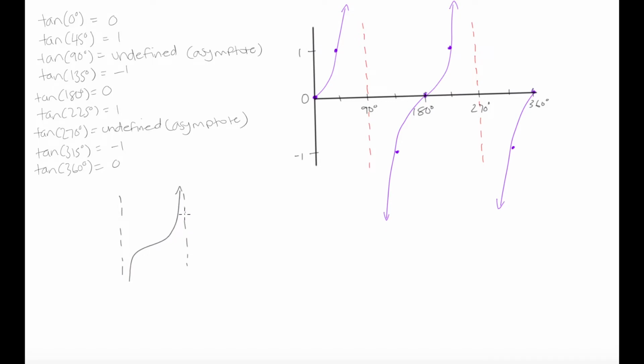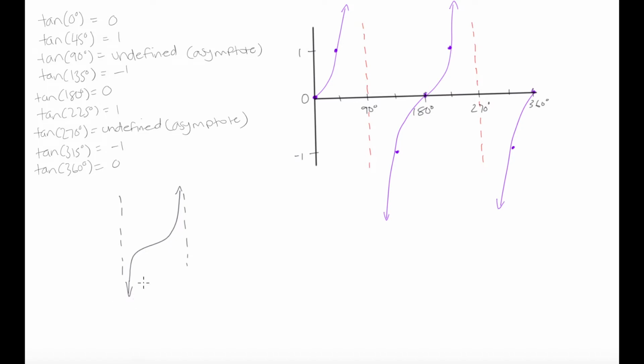And it's going to get closer and closer to this asymptote, but it's never going to reach or touch it. And down here, it's going to do the same thing, but in the other direction. So this is going to keep going down and down and down until infinity, and it's going to get closer and closer to this asymptote line, but never touch it.